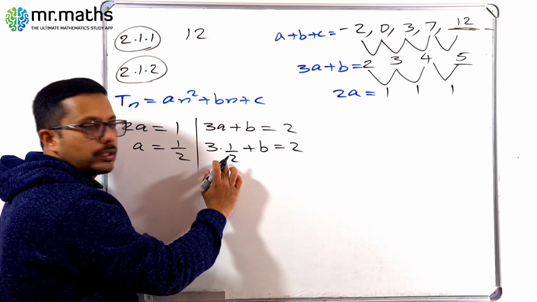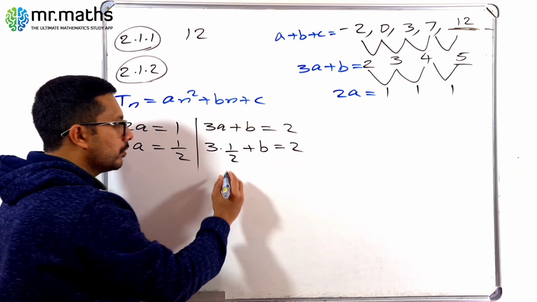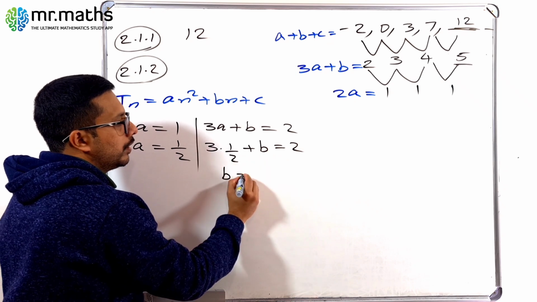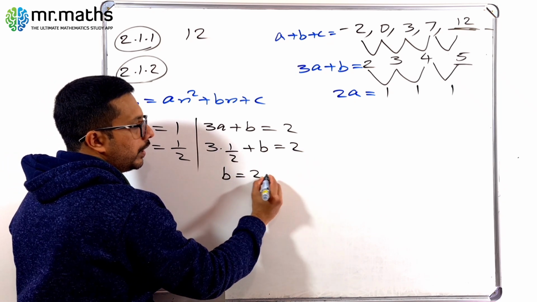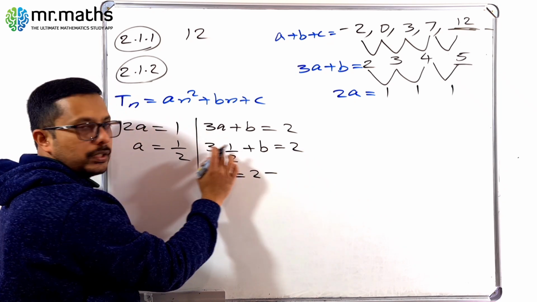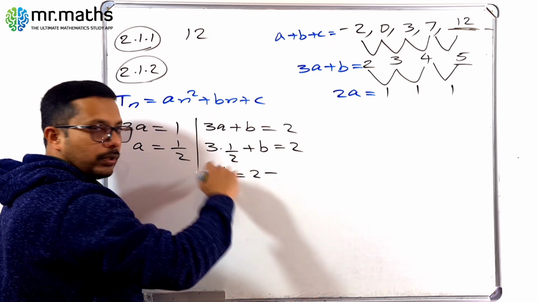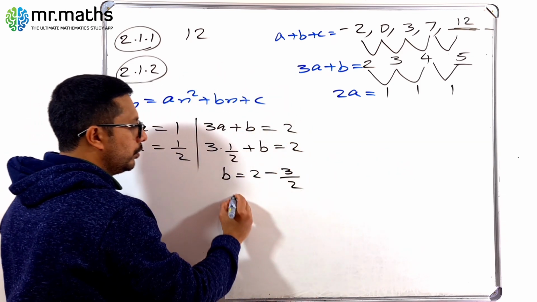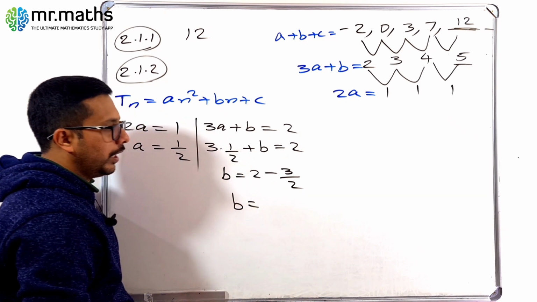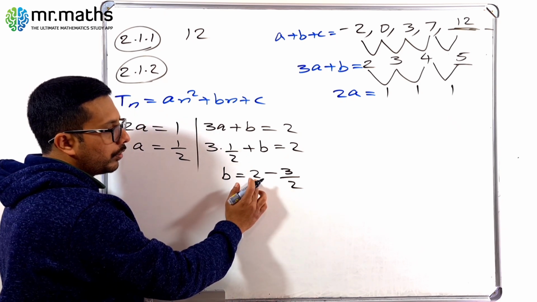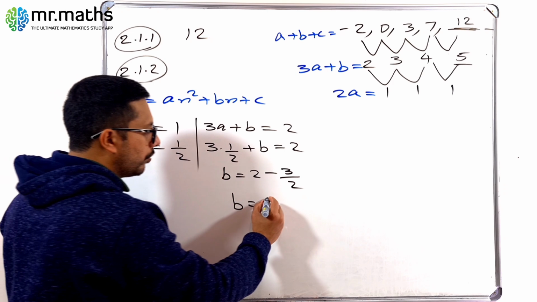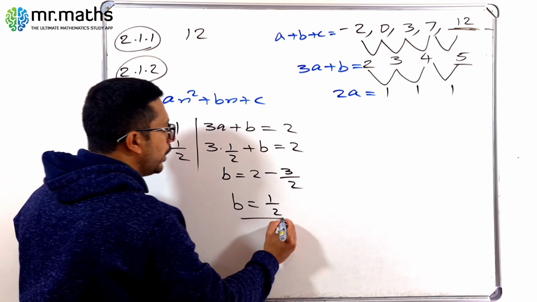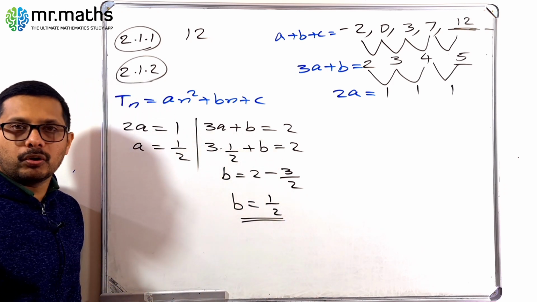Take this 3 over 2 to the other side. So b is equal to 2, which is already there, minus 3 into 1 is 3, 3 by 2. The other side it is minus, so it is minus 3 over 2. Take your calculator, try to find the answer. 2 times 2, 4, 4 minus 3, 1 over 2. So the value of b is also 1 over 2.